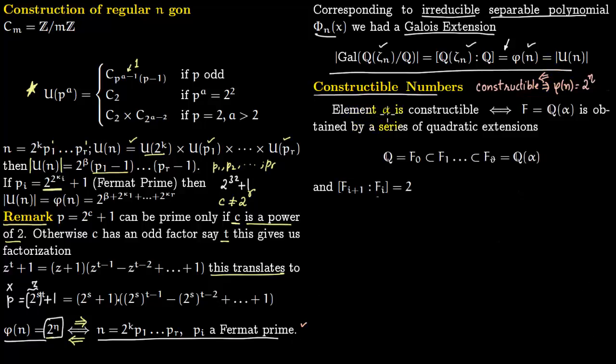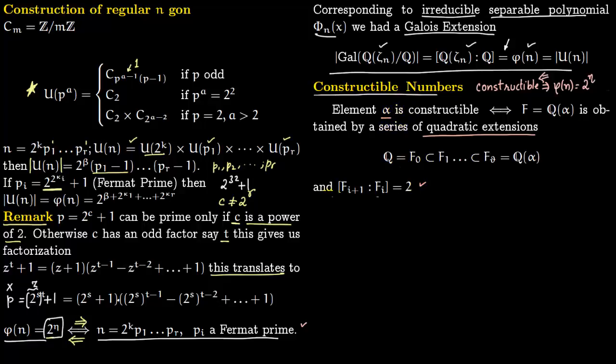So recall that element alpha is constructible if and only if F is of the form alpha adjoined to rationals, and this can be obtained by a series of quadratic extensions. So you start with F0, then F1, all the way to this F theta, which is alpha adjoined to rationals. So all these extensions are of degree 2. So each of these extensions is of degree 2. Obviously it cannot be degree 1, because then they are the same fields. So there is no extension like this. So you have this quadratic extension here. Only then our number is constructible.